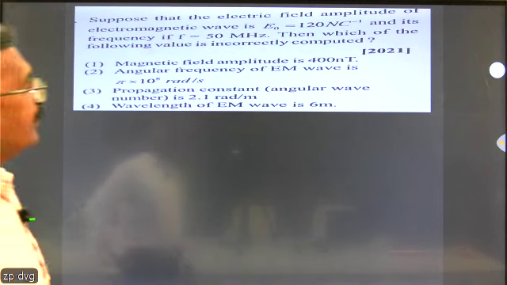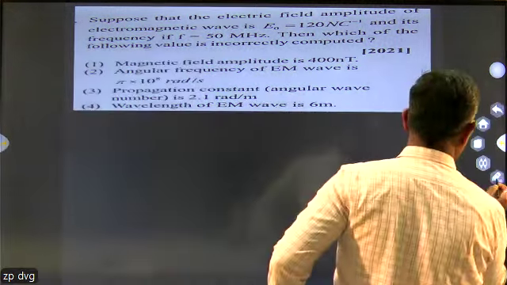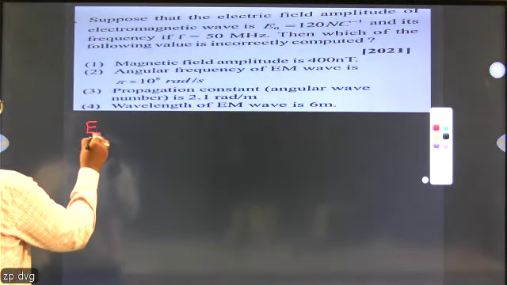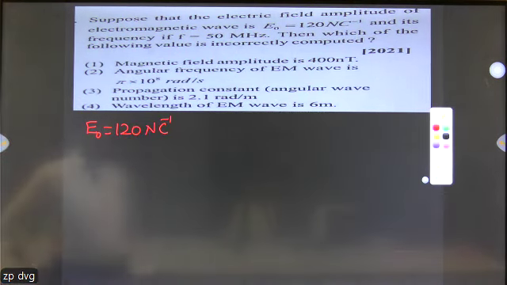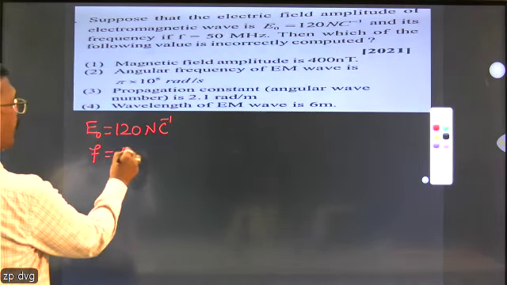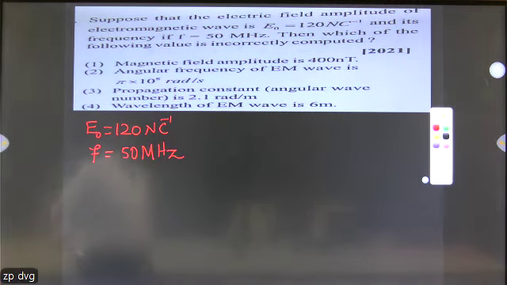Suppose that the electric field amplitude of the electromagnetic wave is E naught. He has given E naught, 120 Newton per Coulomb. And the frequency of the electromagnetic wave, F, is equal to 50 megahertz. Then which of the following values is incorrectly computed?